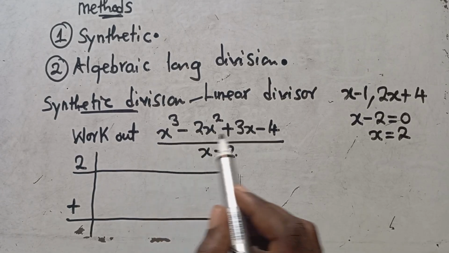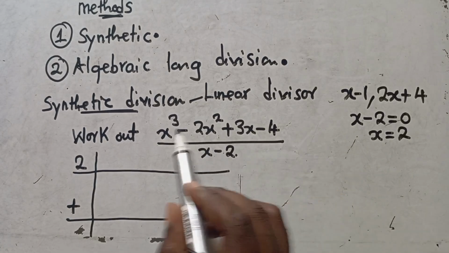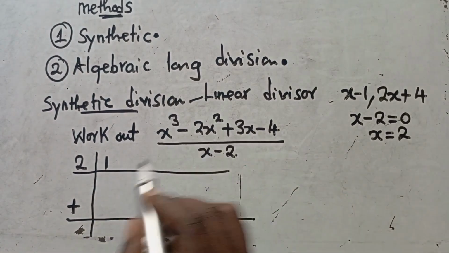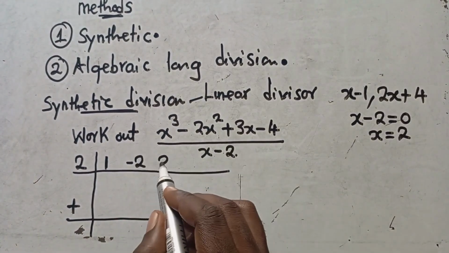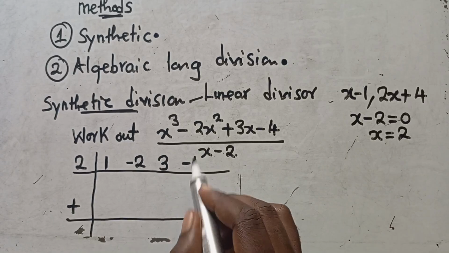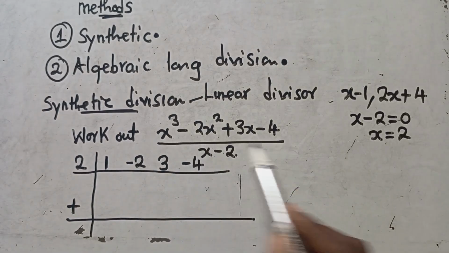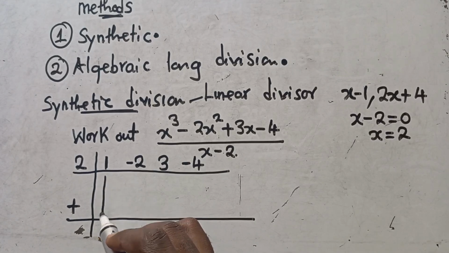Then you just get the coefficients of these. Have you seen? What is the coefficient there? Coefficient is 1. What is the coefficient there? -2. What is the coefficient there? 3. What is the coefficient there? 4. This is what you are supposed to do. So you arrange them properly. These are already arranged. So meaning that I'm going to say this one comes down like this.